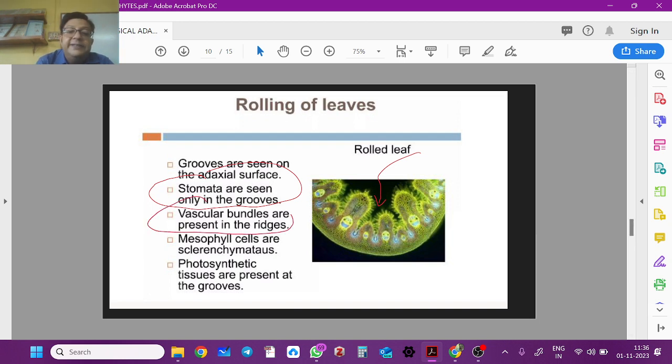Vascular bundles are present in the region. The blue and yellow in the middle, small like candy or a garland, those are vascular bundles. Xylem and phloem, conduction of water and minerals. Then mesophyll cells are sclerenchymatous, a little hardish. Photosynthetic tissues are present at the grooves. Okay.